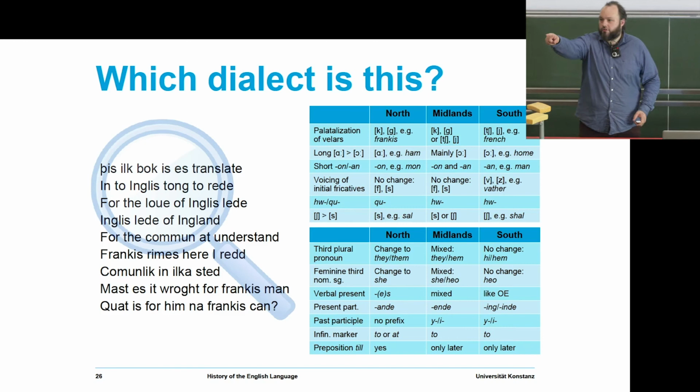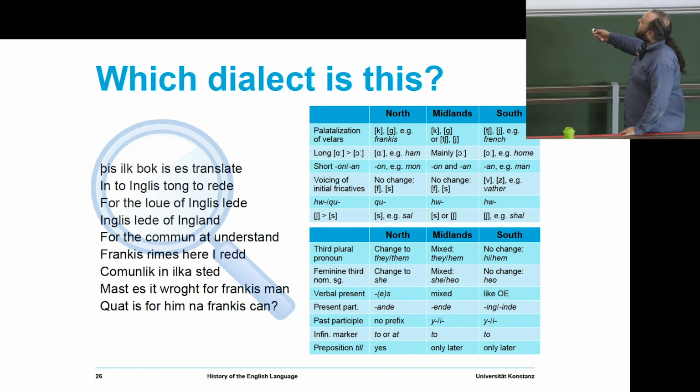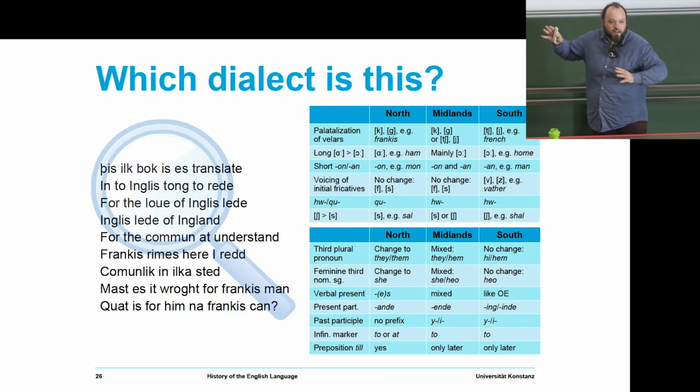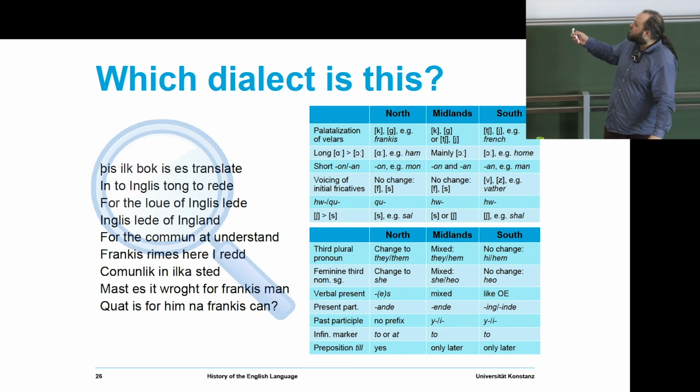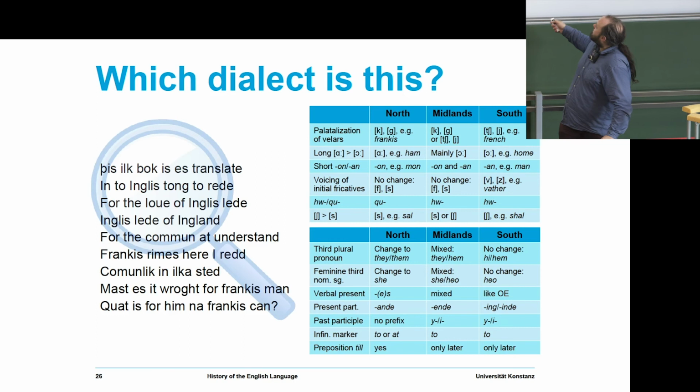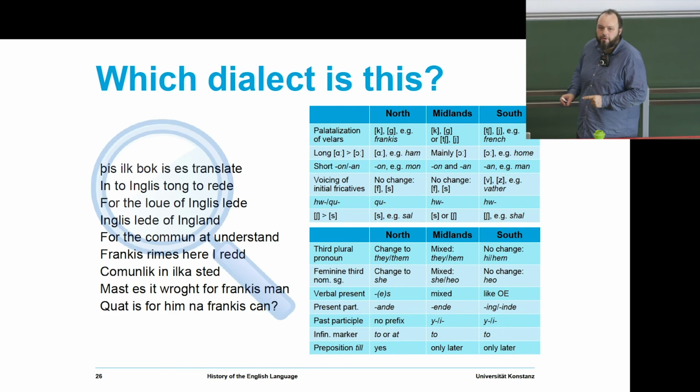Right. You've got a nice clear feature here, at, for the common to understand. This means to understand. Now, this is actually harder than what you'll get in the actual exam, because in the actual exam, you get a translation of the Middle English, whereas here, I haven't given you one. But you can still hopefully see that this at is in a place where you would expect a to. So it's at understand, and this at is a surefire marker that you're dealing with a northern text. So that's just one thing, and there are many other features as well.